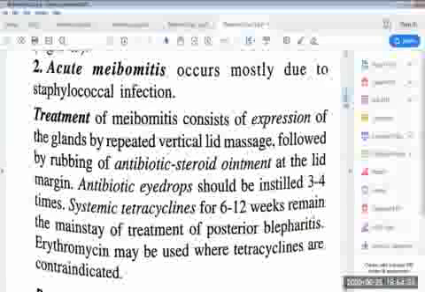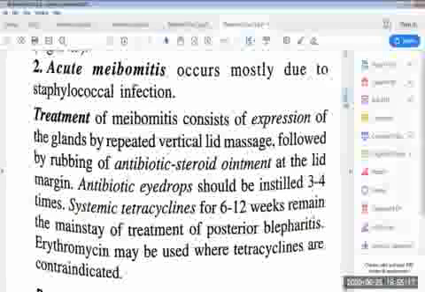Then we come to the treatment part, the treatment of meibomitis. It consists of the expression of the glands by repeated vertical lid massage, followed by rubbing of antibiotic steroid ointment at the lid margin. We should express the glands because there is meibomian gland dysfunction. The lipids formed by the meibomian gland are not proper. So we have to express out the secretion by vertical massage because these are parallel vertical glands present in the tarsal plate. After expressing out the secretion, we will rub it with the antibiotic steroid ointment.